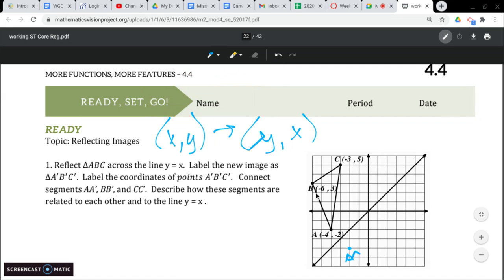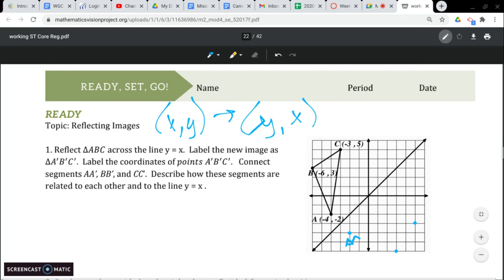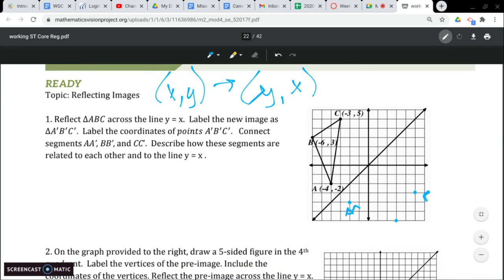Now, B prime is -6, 3. So we're going to go 3, and then -6: 1, 2, 3, 4, 5, 6. So there's our B prime. And then C, it's -3, 5. So we're going to go all the way over to 5: 1, 2, 3, 4, 5. And then down 3. So this is our figure. This is our C prime, and this was B prime.